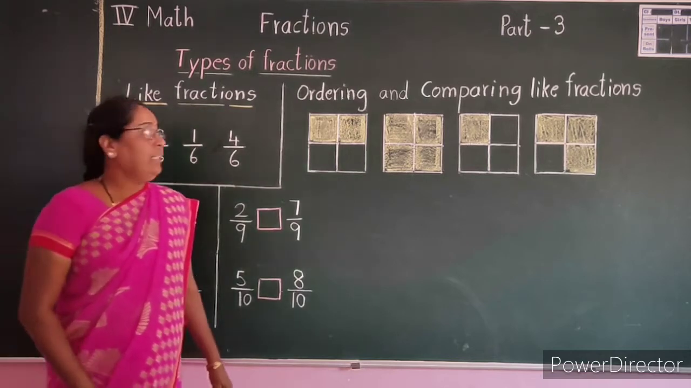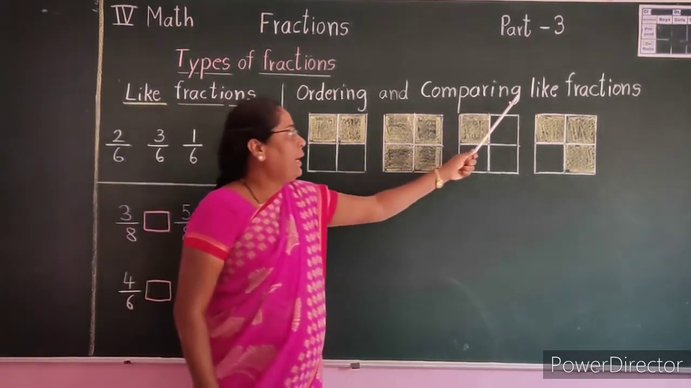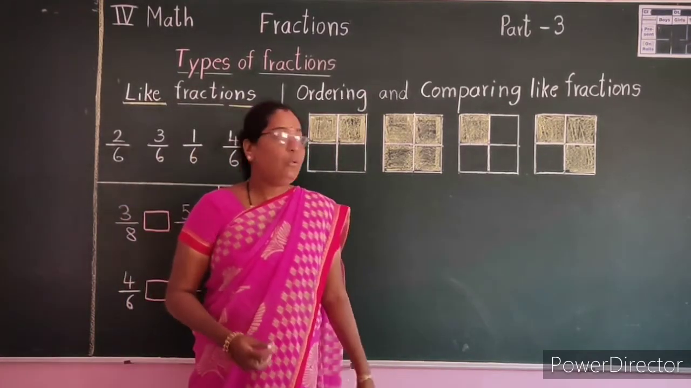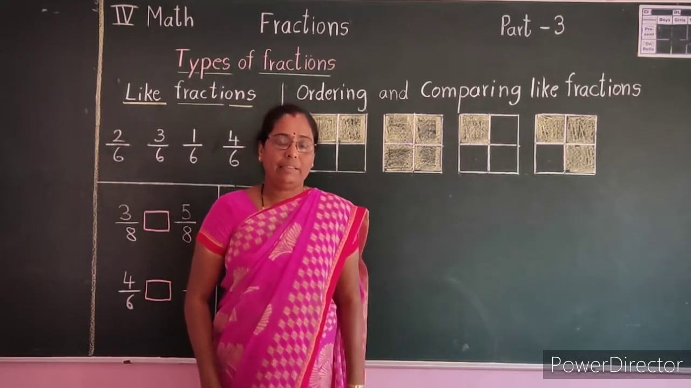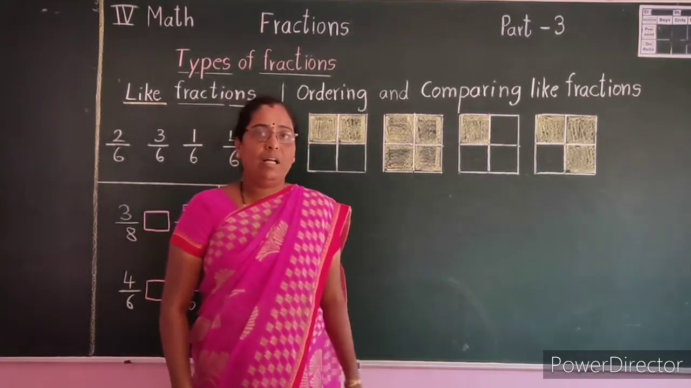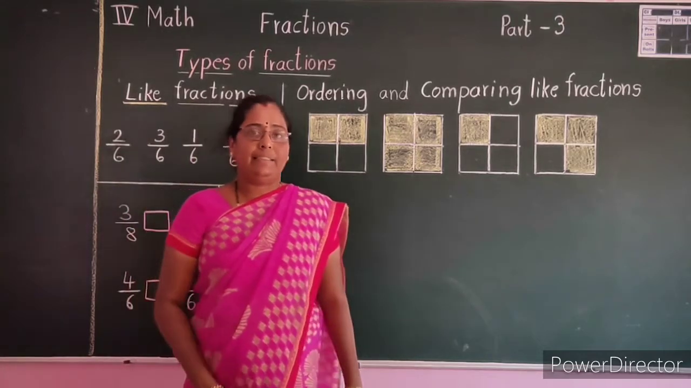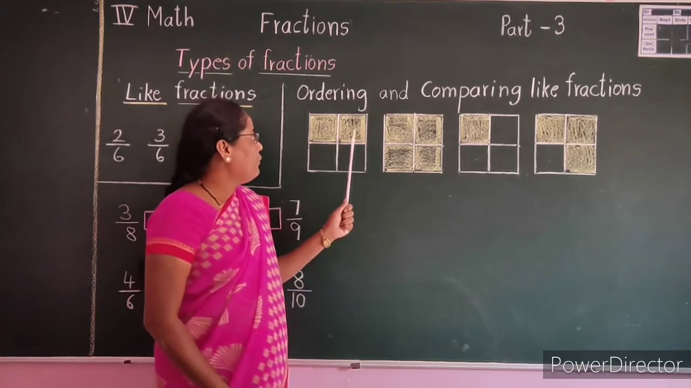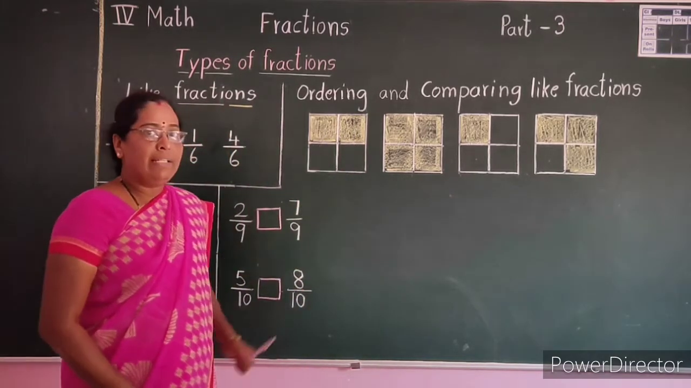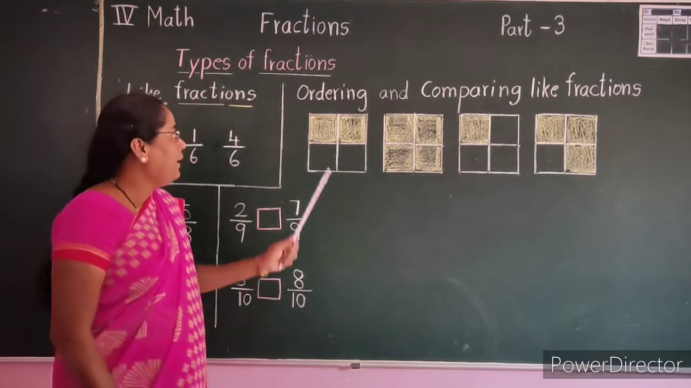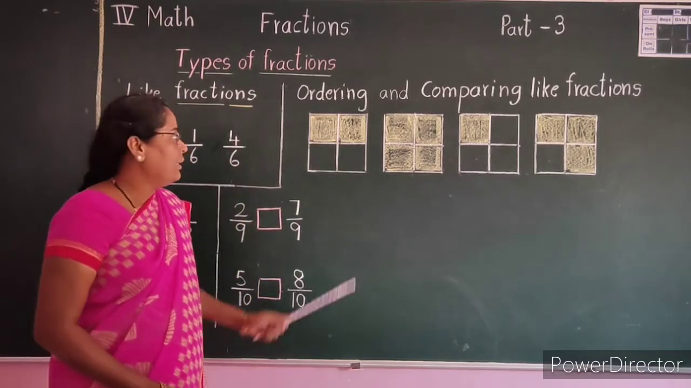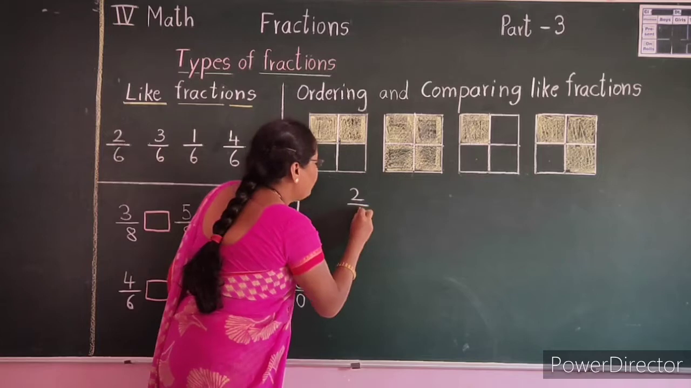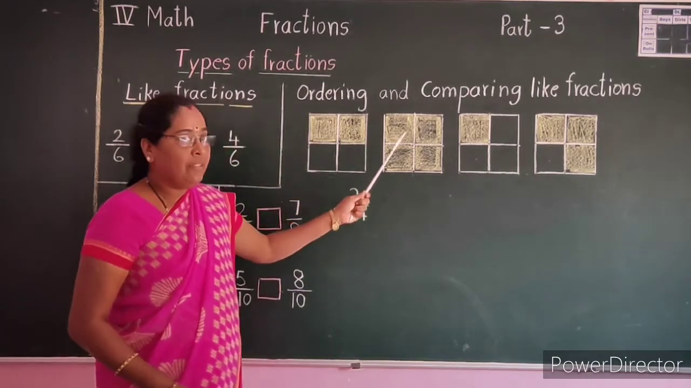Children, let's see ordering and comparing like fractions. How to order and how to compare like fractions. Look at these squares. All the squares are the same size. Let's see the fraction for each square. The first square is divided into 4 equal parts and 2 parts are colored. The fraction for this square is 2 by 4.